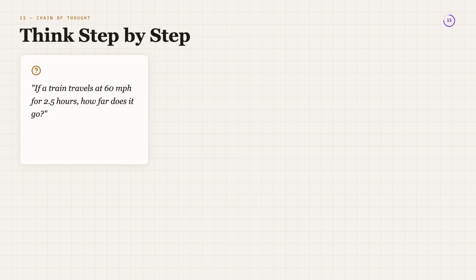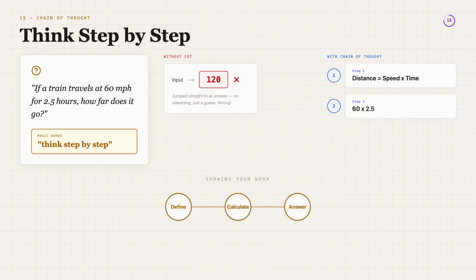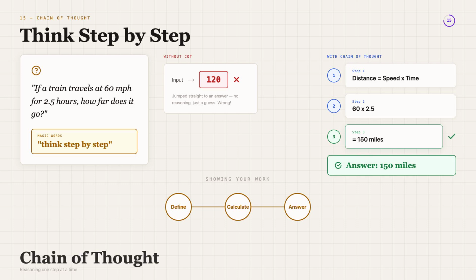Ask an AI a tricky math question and it might get it wrong. But add 3 magic words. Think step by step, and suddenly it nails it. That's chain of thought reasoning. Instead of jumping straight to an answer, the model writes out each step. First this, then that, therefore the answer is this. It's like showing your work in math class. Each step builds on the last, catching mistakes along the way.